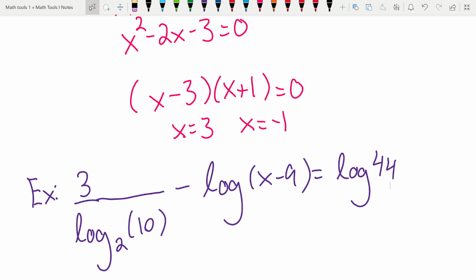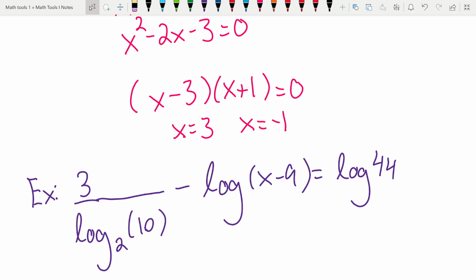Okay, so a couple things to keep in mind with this one. First of all, everything except for that middle log is just a number. Again, they don't give us the base for the log, so you can assume it's 10 or whatever, or e.